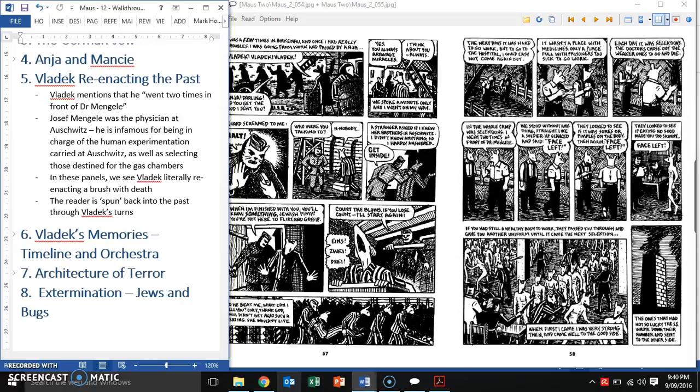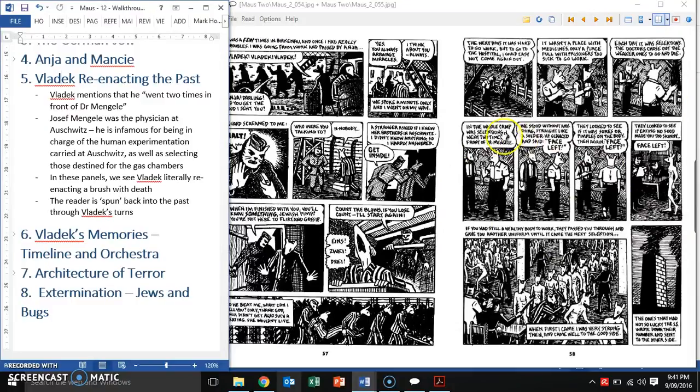If you want to check out some of these experiments that he did, there's a fair bit of detail about them on places like Wikipedia and other areas of the internet. But let's keep ourselves restrained to Maus, at least for the time being.